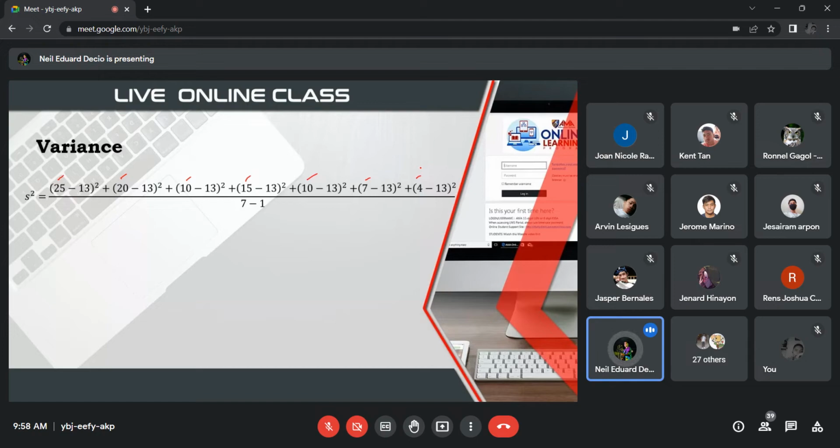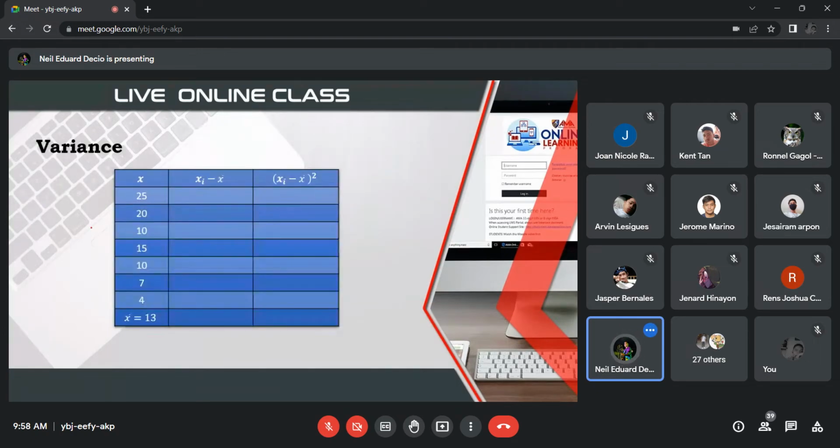Okay, so if we input this into our calculator, what's going to be the value of this? Okay, so this would be approximately equal to 300 something.